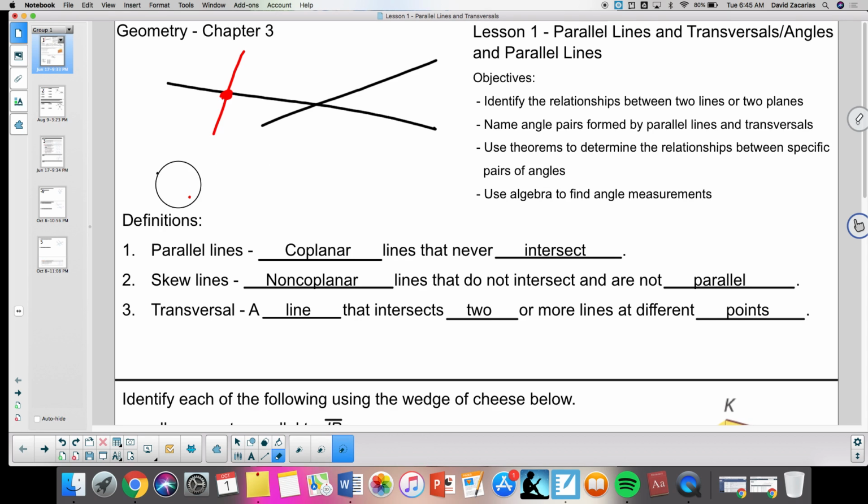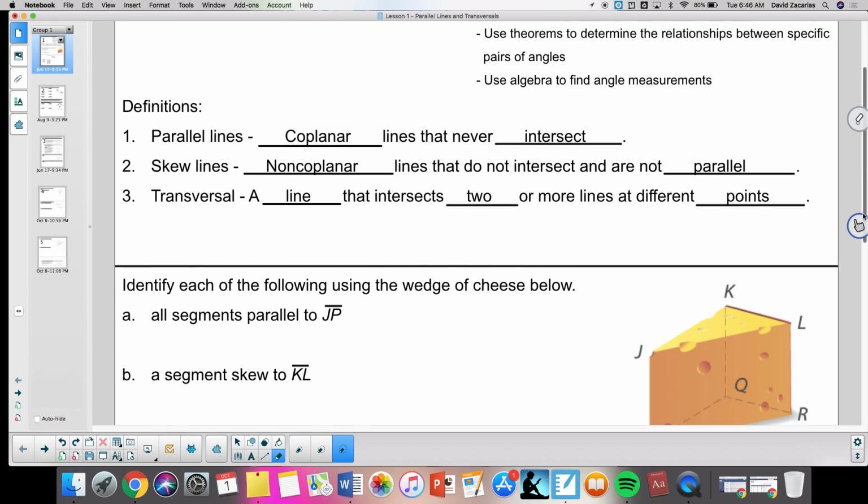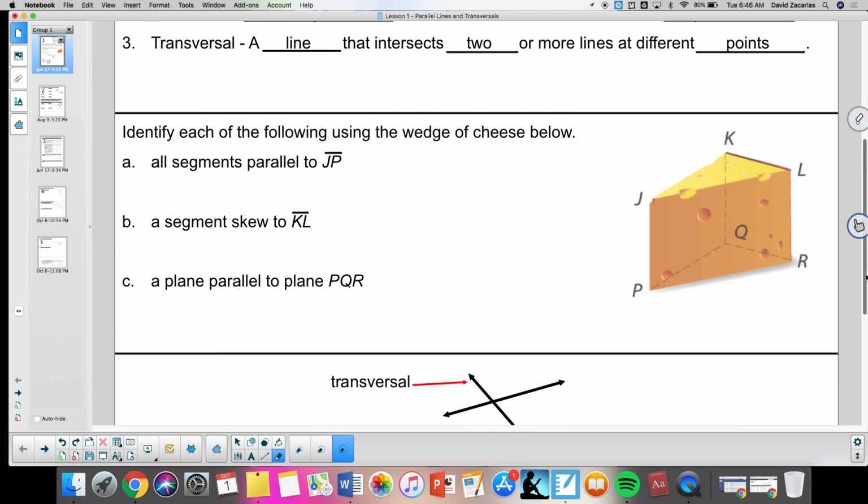Okay. So we have this picture of this piece of cheese just to get some practice and an idea of what each of these looks like. So the first one says name all segments parallel to JP. Again, parallel needs to be on the same plane and never intersect. So here's JP right here.